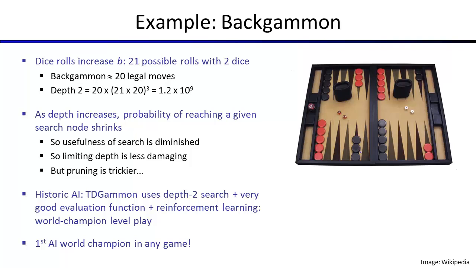So there's this historic AI called TD-gammon. TD stands for temporal difference. We'll see temporal difference learning when we talk about reinforcement learning in about a week. What TD-gammon did was a depth-2 search, which is already reasonably compute-intensive for the time, and a very good evaluation function that was actually learned, and we'll talk about how you can learn these evaluation functions in the coming weeks. And these two things together, reasonable depth search and a good evaluation function plus reinforcement learning, gave rise to world champion level play at Backgammon. This was the first AI world champion in any game. Okay, so that's Backgammon.